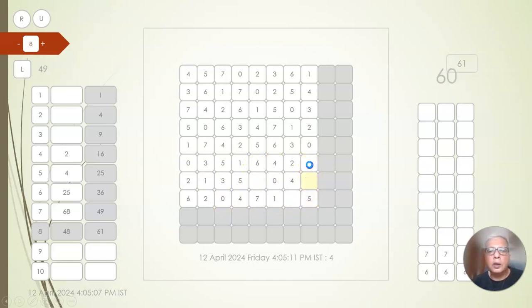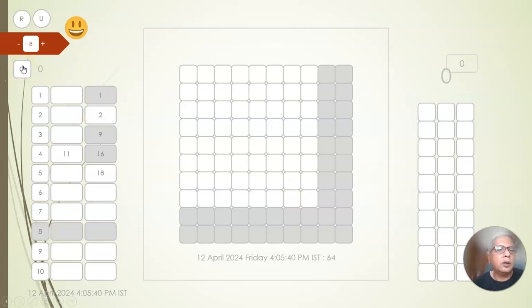I need 7 here. I need 6 here. I need 7 here. Then the rest is solved. So this is solved with the 64 cells covered and I needed 57 clicks. I am trying to improve the bounds. Same as Graeco Latin square.